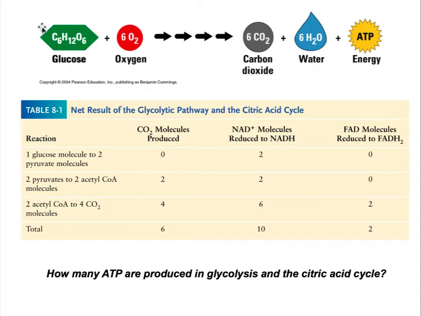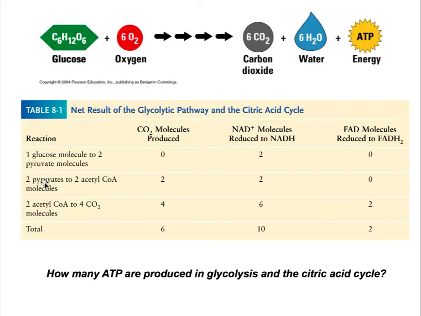So remember that glucose had 6 carbons. Where have all those carbons gone? Well, we have to prove that all 6 carbons end up in carbon dioxide. So let's have a look. So during glycolysis, none of the carbons are removed. They are rearranged, but none are removed.